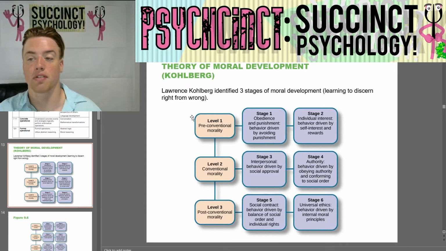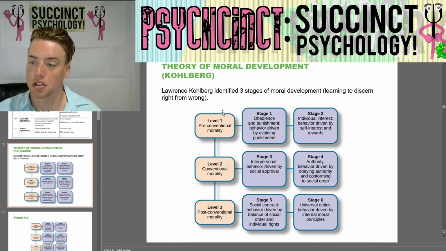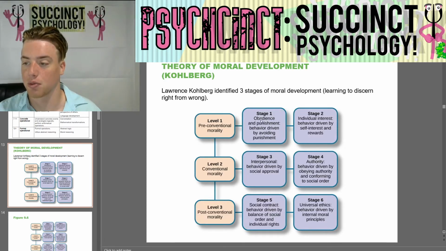Now we have the theory of moral reasoning here. So Lawrence Kohlberg identified 3 levels of moral development, which is learning to discern right from wrong. So at level 1, you have your pre-conventional morality. It has 2 stages. Stage 1, obedience and punishment, behavior driven by avoiding punishment. And stage 2 is individual interest, behavior driven by self-interest and rewards.